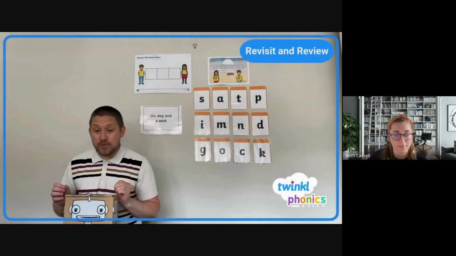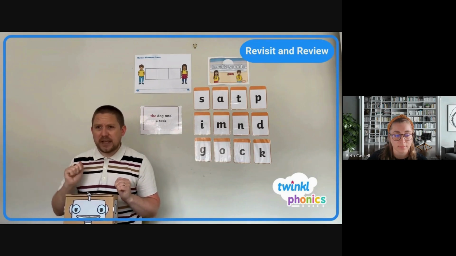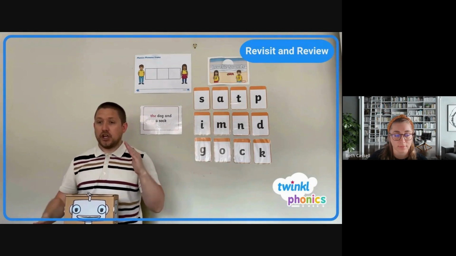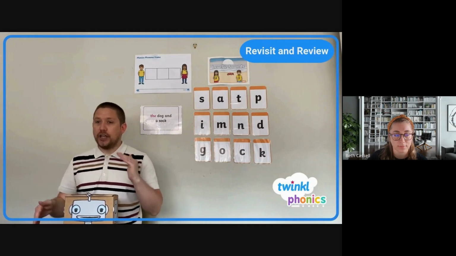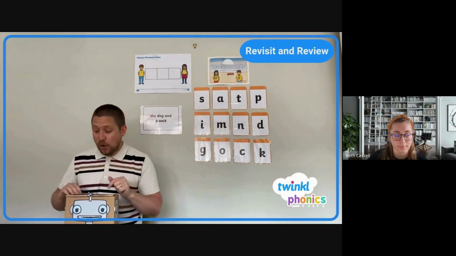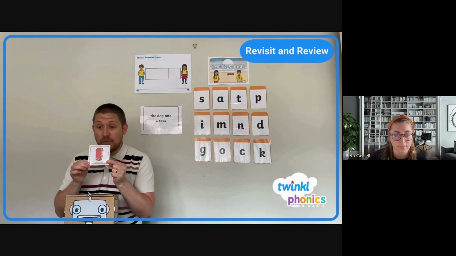I'm going to sound out each word and you need to tell me the word that is on the picture. Are you ready for the first one? Let's have a think of the first one. Are you ready? K, a, n. K, a, n. Can. Yes, it was a can. A picture of a can.